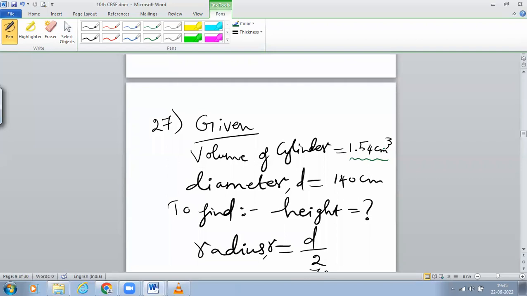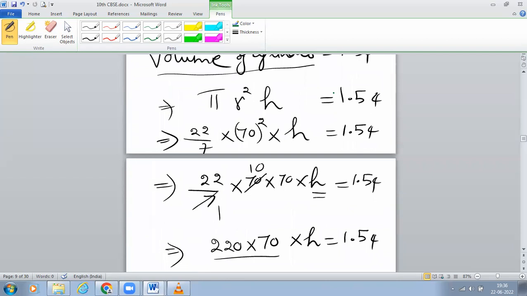So if it is given in meter cube, it means you have to convert it into centimeter cube, because the diameter is given in centimeter. Therefore, the radius is also in centimeter. Therefore, either we have to convert this diameter to meter, or this meter cube to centimeter cube. The correct value of volume of cylinder is 1.54 meter cube. Now I will teach you how to convert this 1.54 meter cube into centimeter cube.